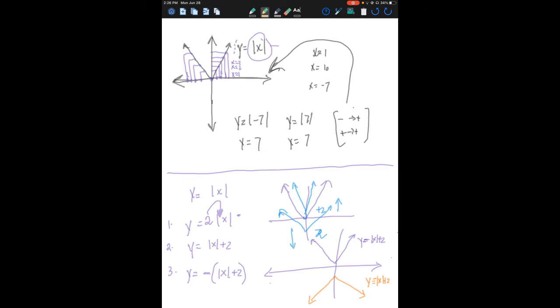So what happened essentially, it's the same graph. All you're doing is a reflection. You could also call it a transformation. But really all that happened is all the values that you put in will now be negated when you put them into this equation.